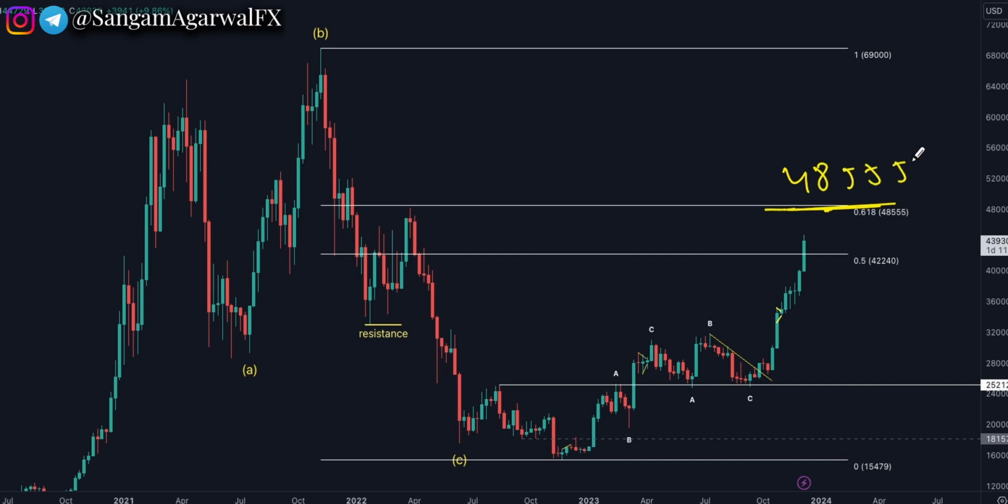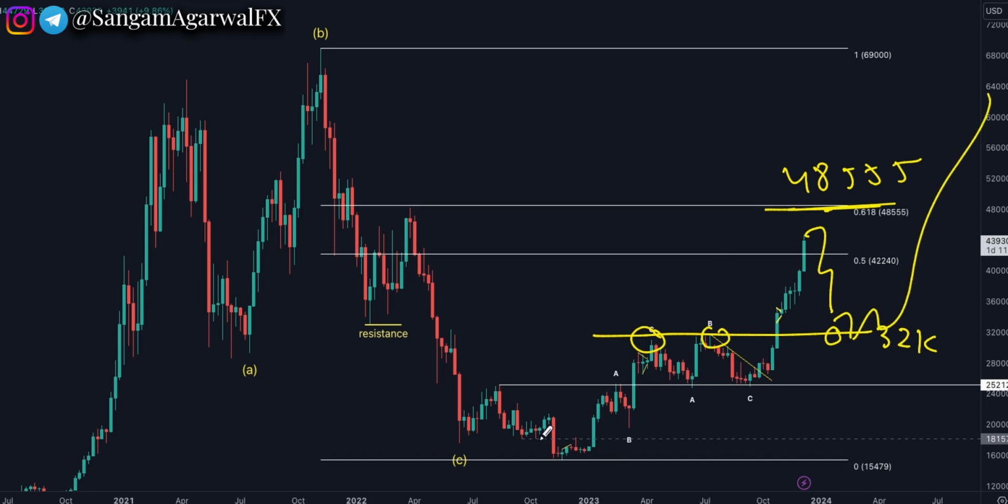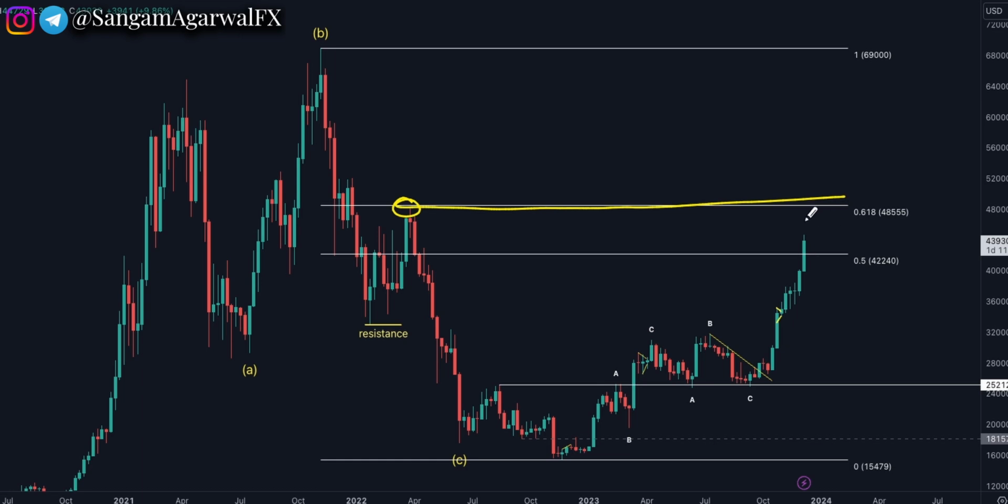After that, Bitcoin will turn into a bubble, extremely overbought, and a big counter trend correction can go back to 32k. This is your only big support level. If it goes there, you will buy again. But between 46 and 48, do not buy. This is the profit taking zone.